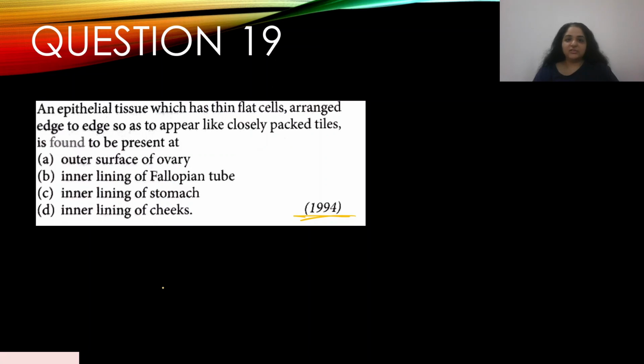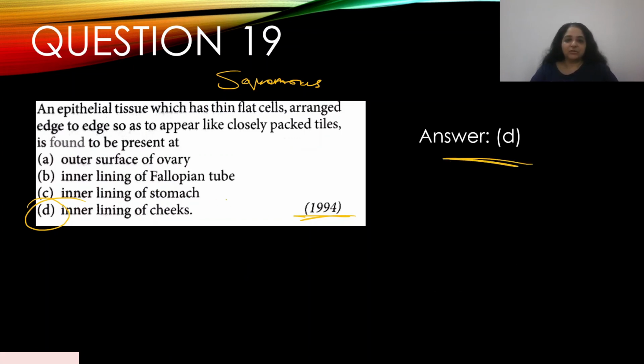So an epithelial tissue which has thin flat cells arranged edge to edge so as to appear like closely packed tiles. So basically what are they talking about? They're talking about squamous epithelium. Very obvious from the description given there. Now they want to know where it is present. Is it in the ovary, fallopian tube, stomach, cheeks, whatever. So squamous epithelium is definitely found in the inner lining of cheeks. That's the oral mucosa, and that's where squamous epithelium is found. So the answer is D.